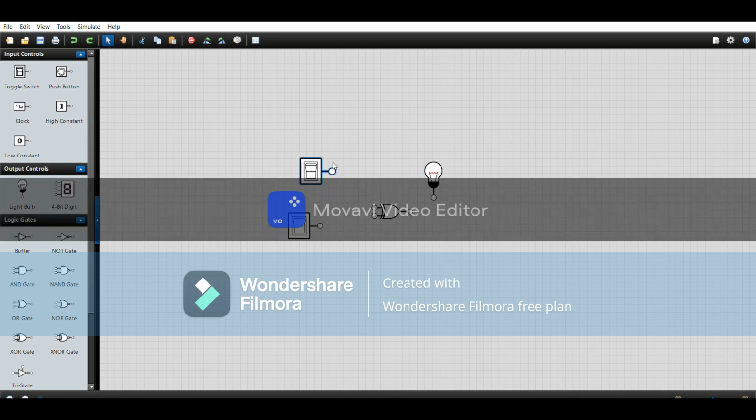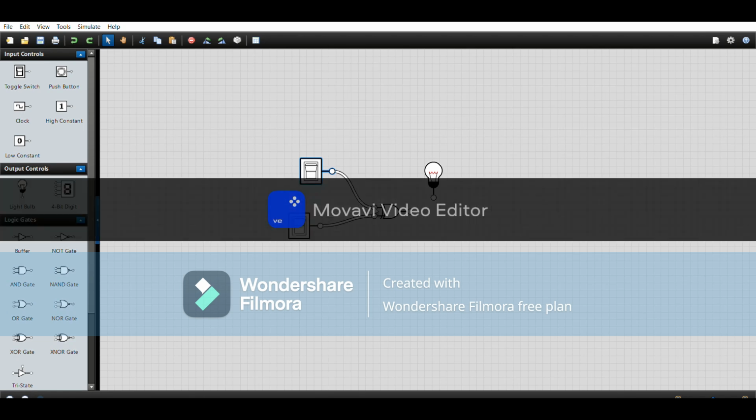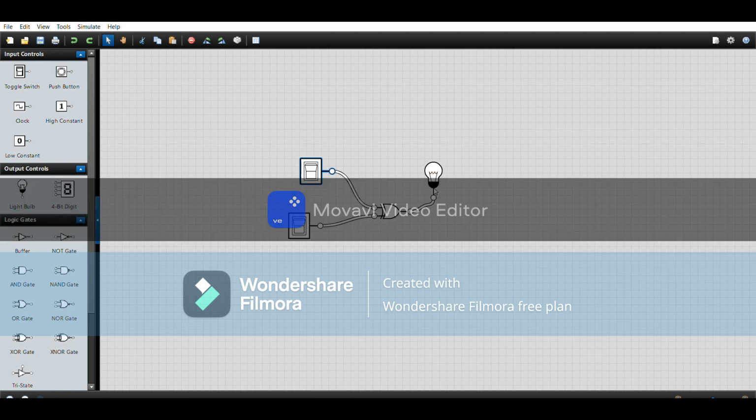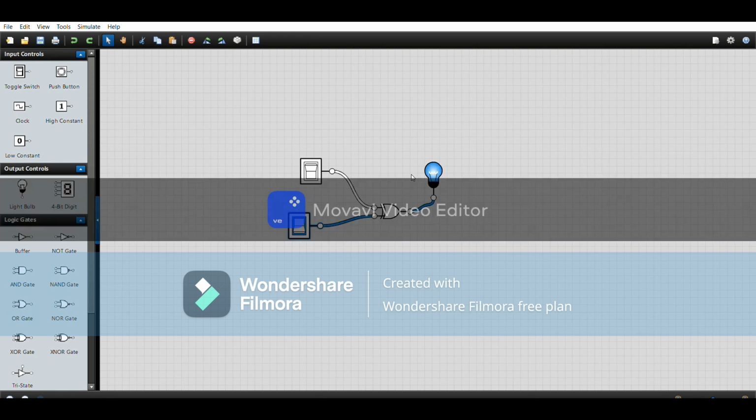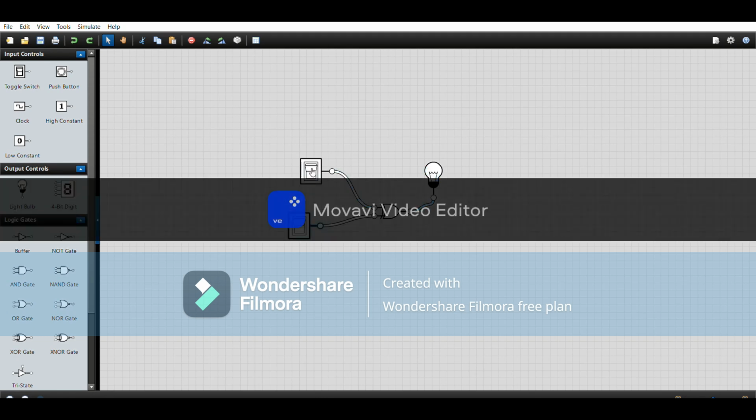And next we are going to see the XOR gate. For the XOR gate, the output is high when any one of the inputs is high. The output is low when both the inputs are low. And let us see the operation of it.